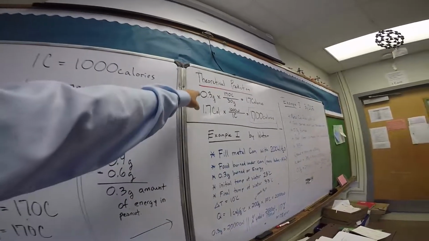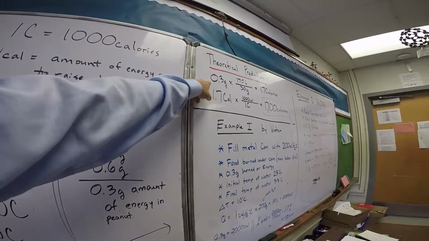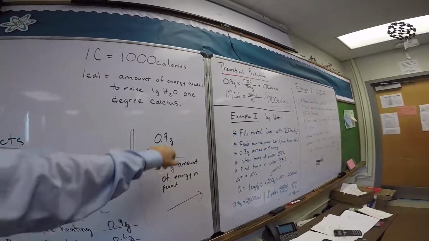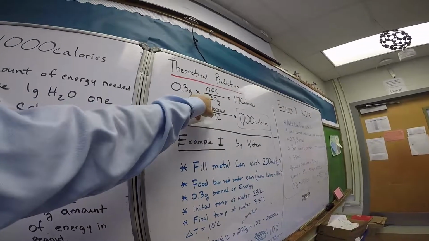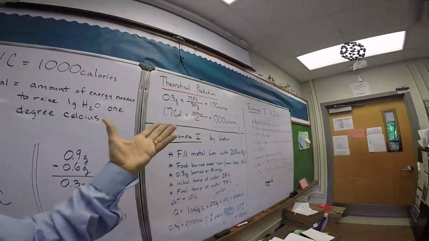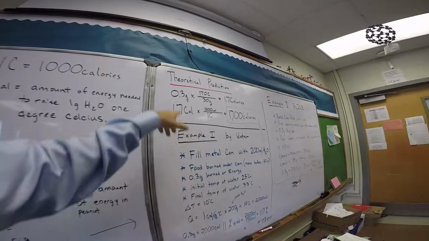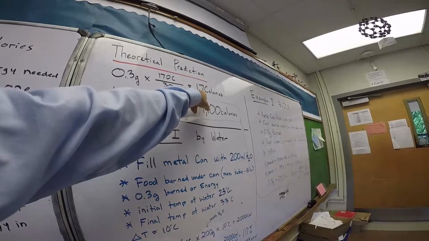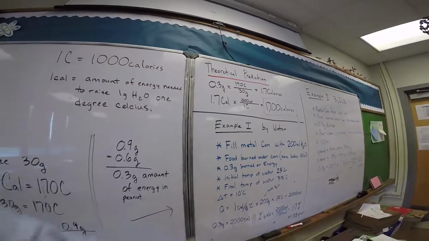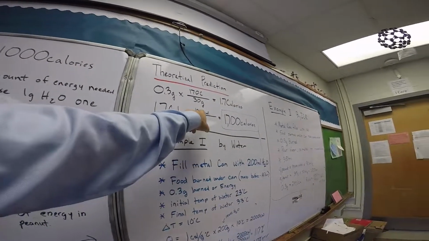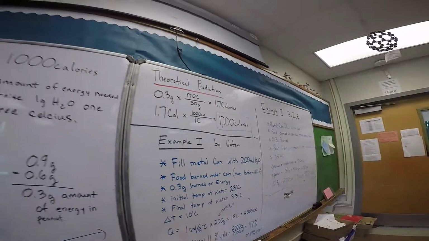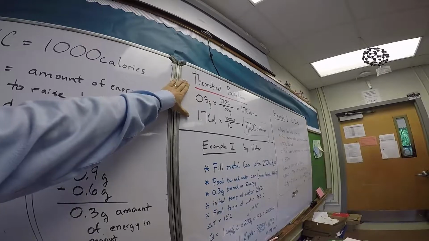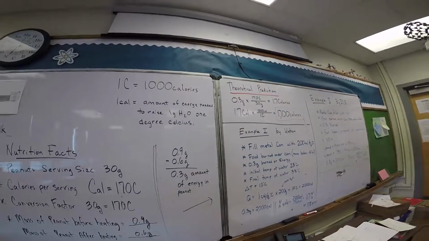All right, so up here, we're taking our 0.3, right? That's the energy that we had when we burned the peanut. And then we're going to multiply it times our conversion factor to see how much energy was in that 0.3. So we take 0.3 times 170 divided by 30, we end up getting 1.7. So we have 1.7 times 1,000 is 1,700 calories. This is the theoretical prediction.